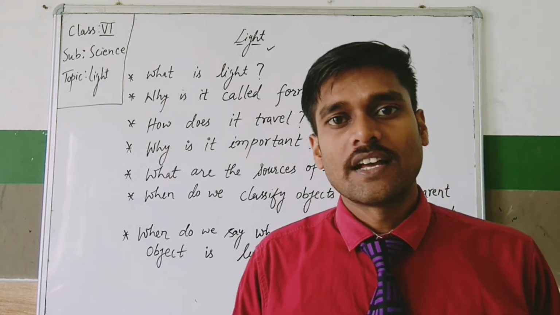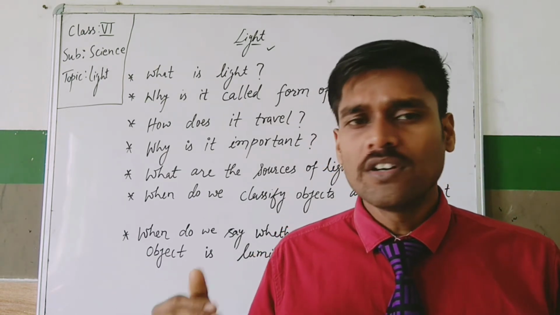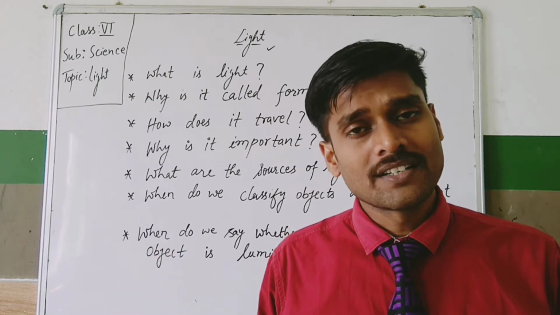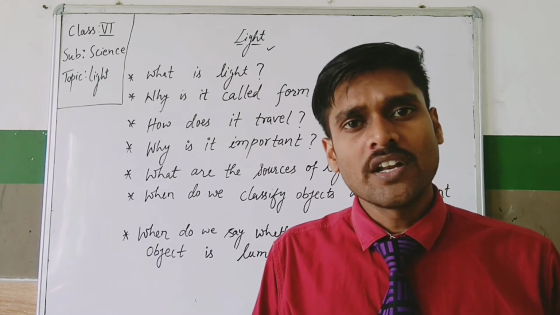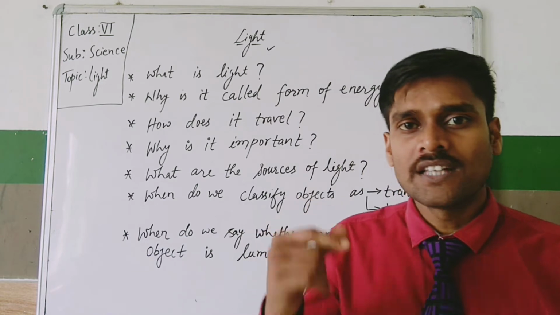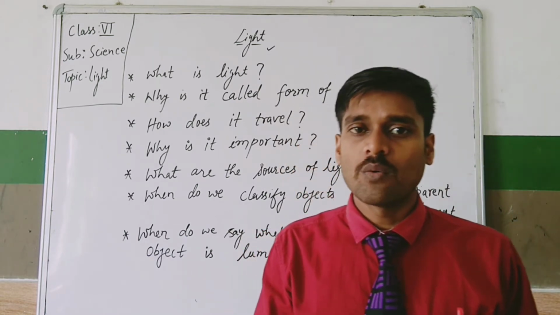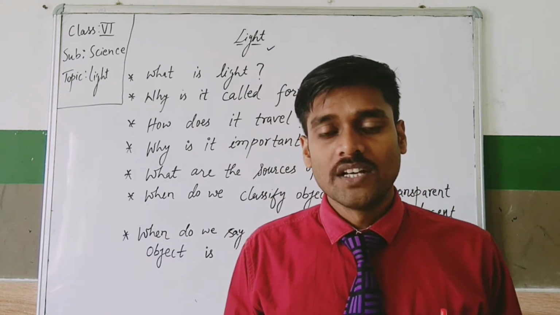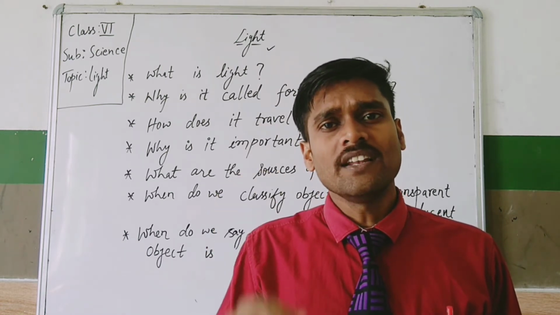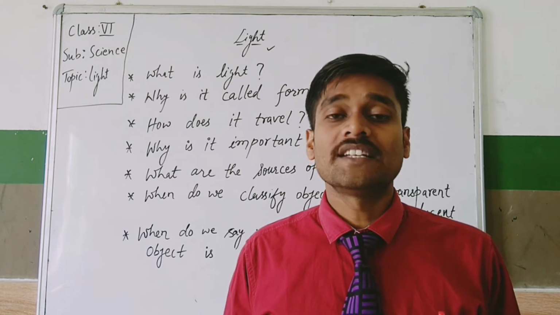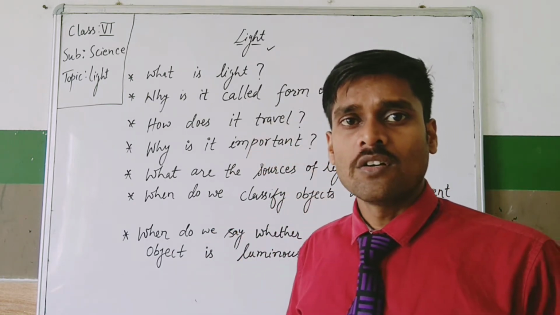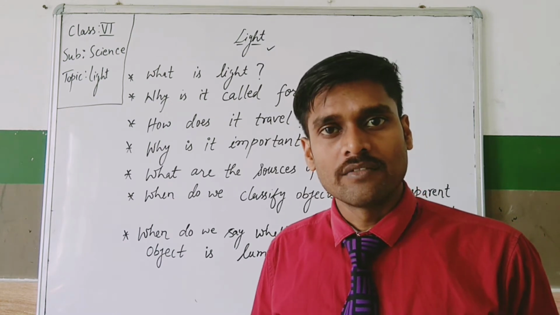So dear students, as sound travels, light also travels, but the difference is sound requires a material medium to travel, but light is that kind of energy which doesn't require any kind of medium. It can travel in presence of medium or in absence of medium. Means it can travel in vacuum also. That's why this is also called an electromagnetic wave. Okay.